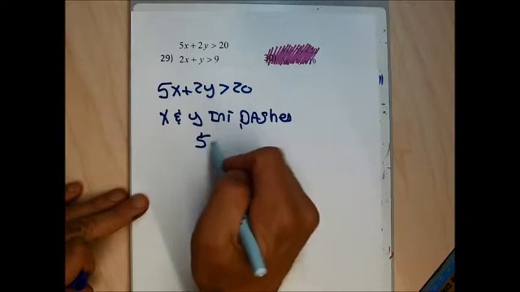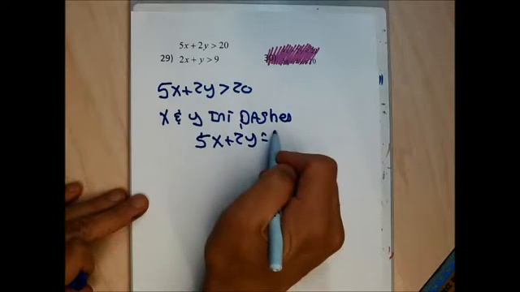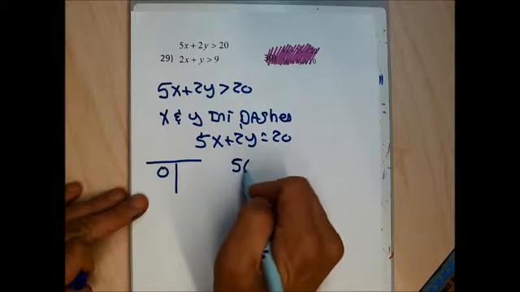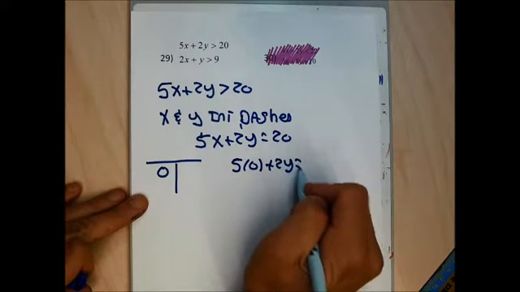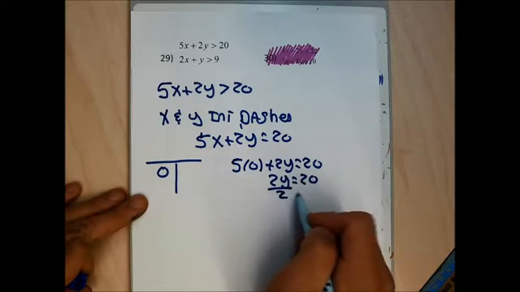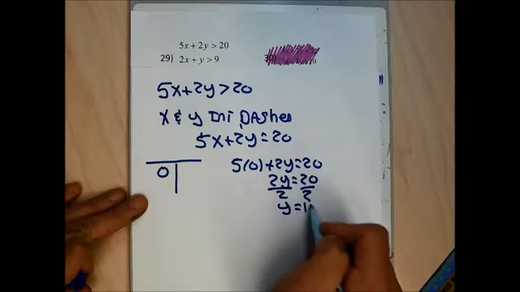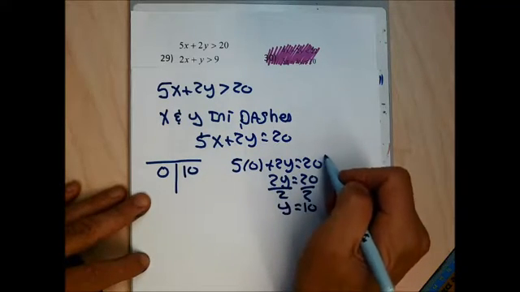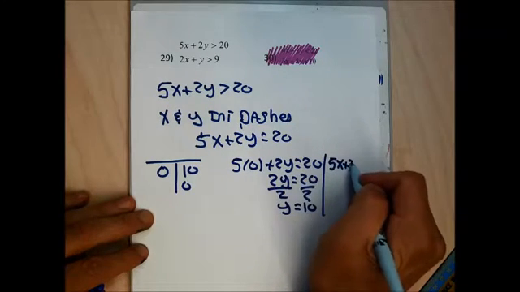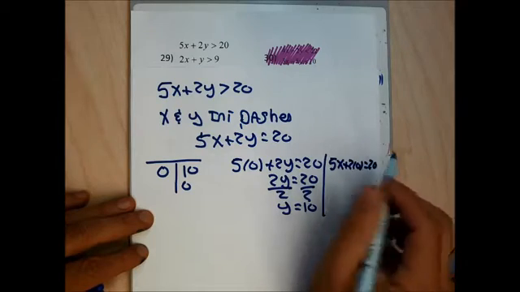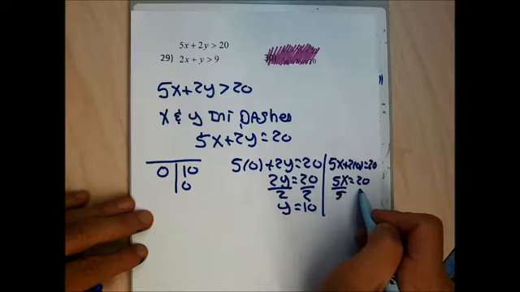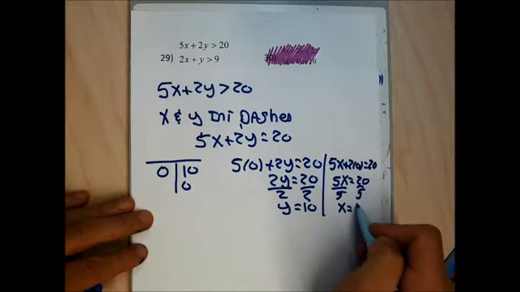For 5x plus 2y equals 20, plug in 0 for x. 5 times 0 plus 2y equals 20 gives me 2y equals 20. Divide by 2, and get y equals 10. Plug 0 in for y, get 5x plus 2 times 0 equals 20. That will simplify to 5x equals 20. Divide by 5, and get x equals 4.